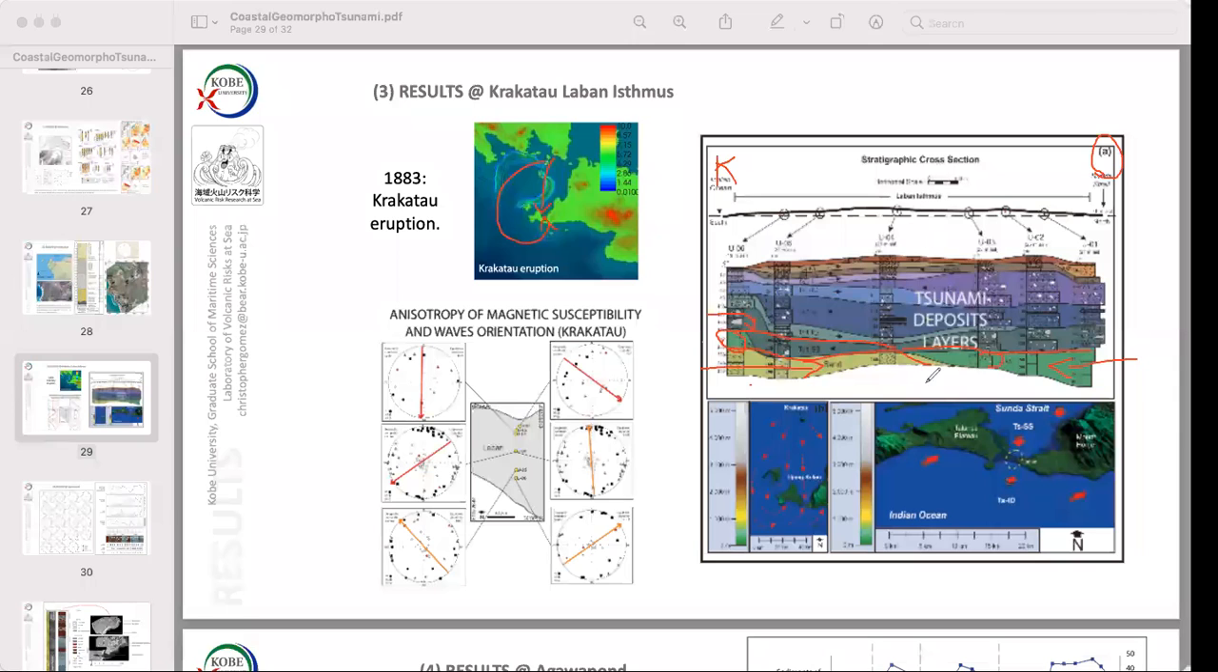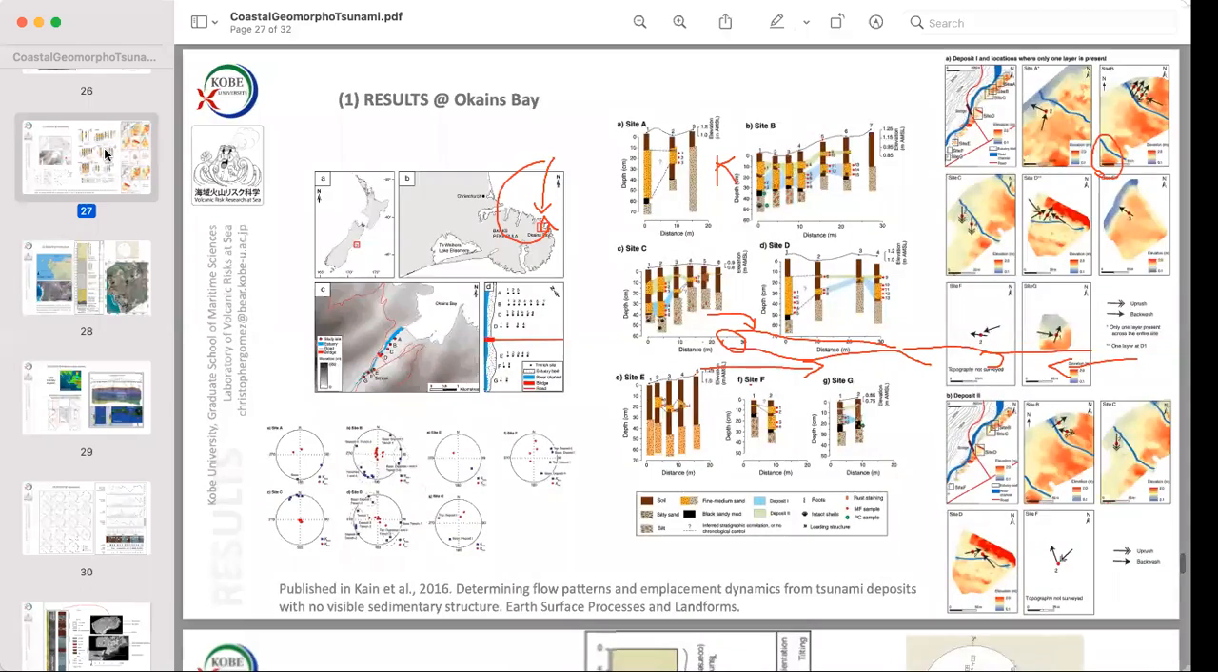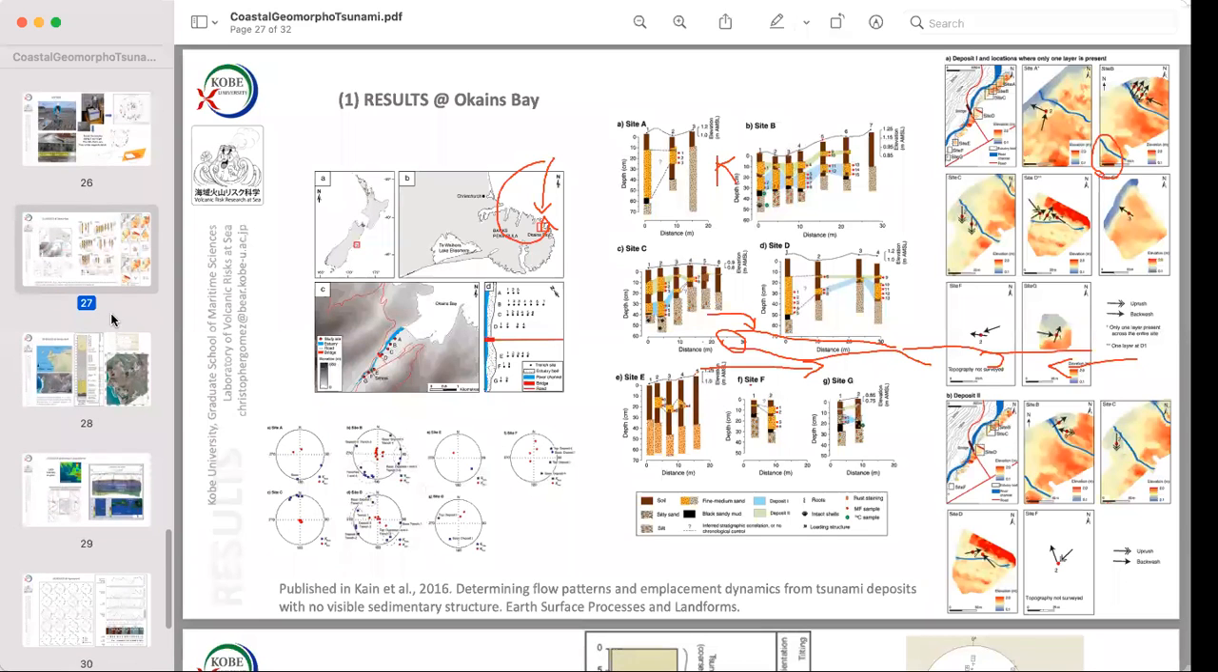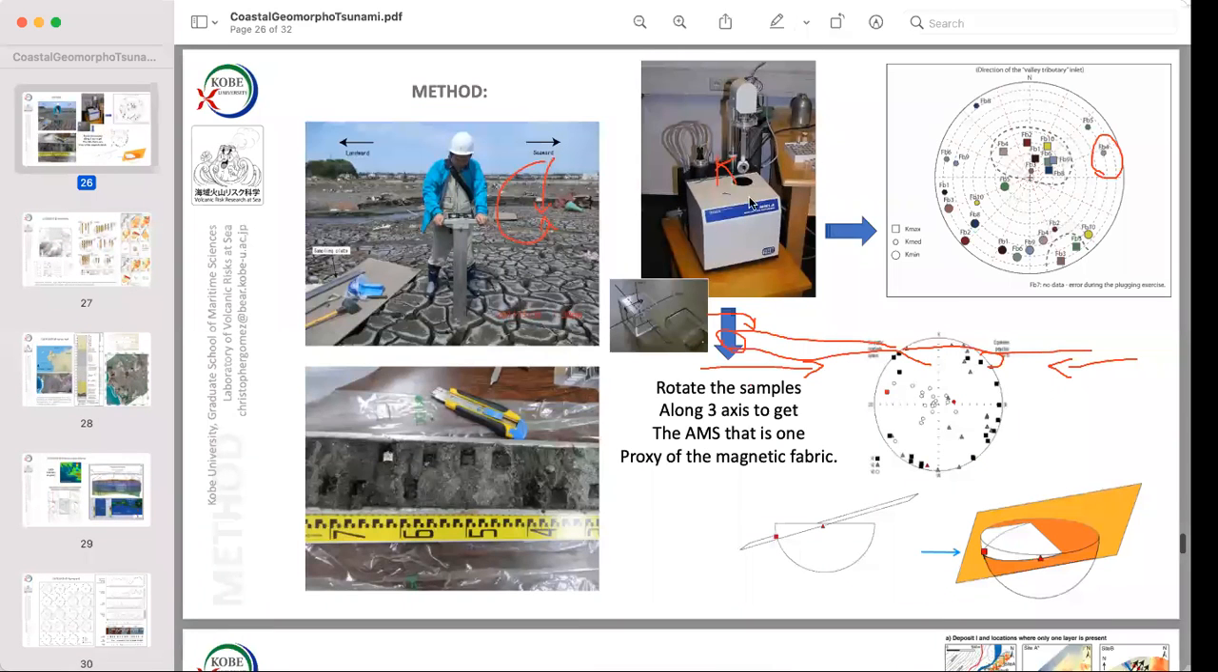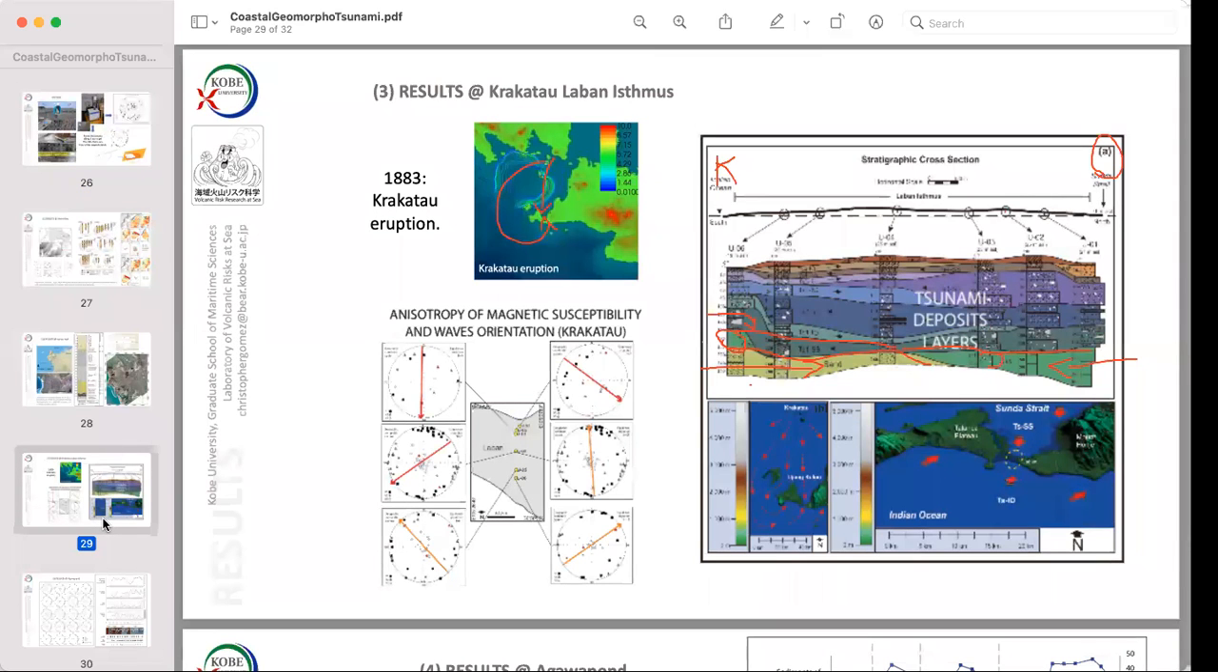If you were to look at those sediments only, you cannot say whether it's coming from one direction or another. But when you use this AMS method, this tool here, then you can define with precision where the material comes from. Okay? So that's another tool for you as a geomorphologist, to be able to use the sediment.